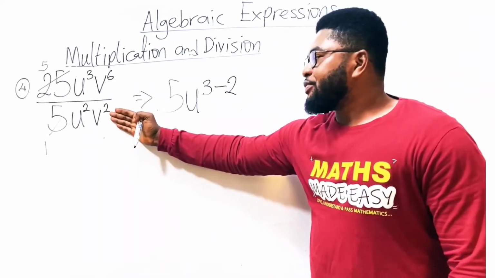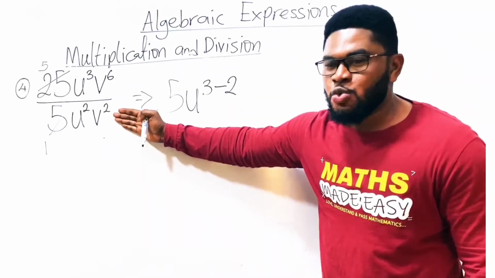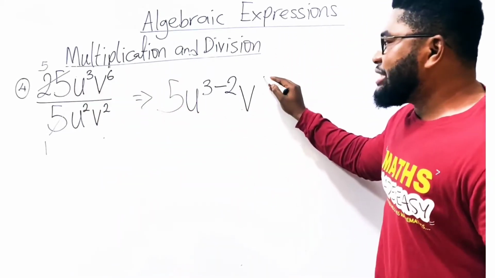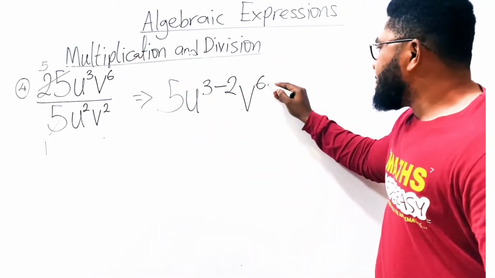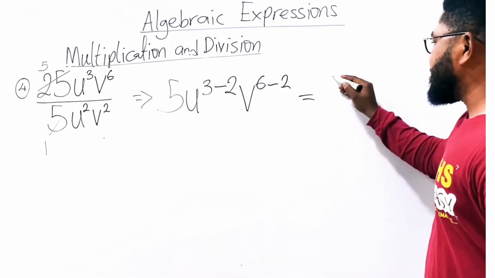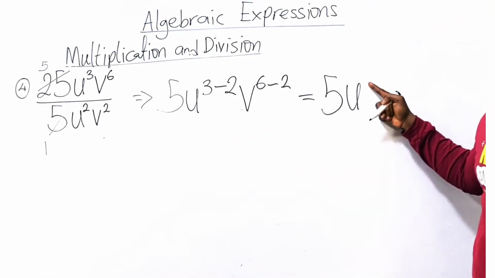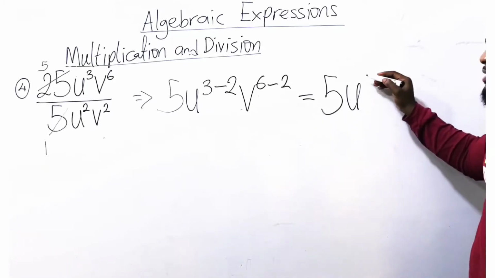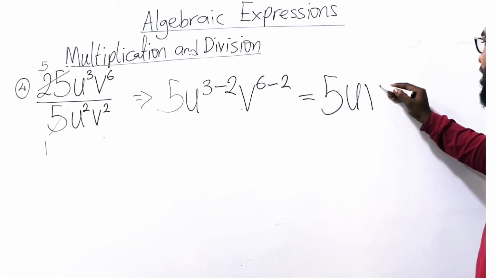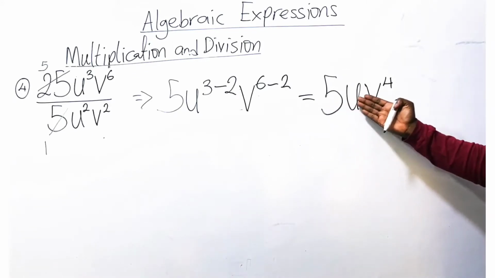Then we take that of the v. We have the numerator's v at power 6 and the denominator's v at power 2. We maintain the variable v. Then we subtract the powers because of the division, making it 6 for the first power minus 2 for the second power. Then we simplify this further. 5 still stands. U raised to the power 3 minus 2 becomes U power 1. We don't write the 1 since a variable without the power is still power 1. Then we go to the V. V raised to the power 6 minus 2, giving us V raised to the power 4. So still the final answer becomes 5U V power 4.